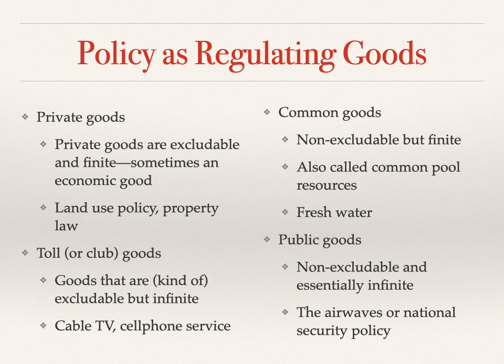So for our purposes, we can divide goods into 4 categories. There are private goods. Private goods are excludable and finite, sometimes called an economic good. What we mean by excludable and finite is that you can stop people from using them and they can get used up. You can also think about these as being rival or subtractable, which basically means that if you have something and use it up, the other person can't. So if I'm eating a hamburger, it can't be eaten by someone else, right?